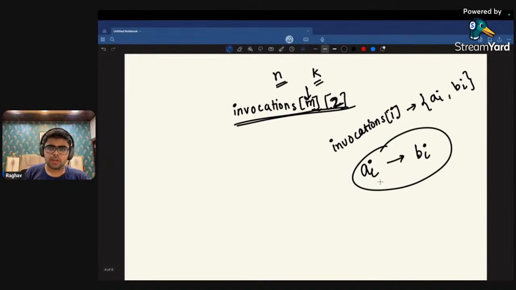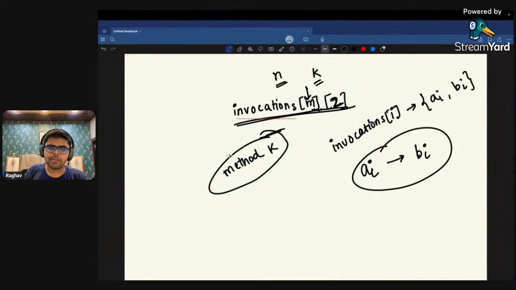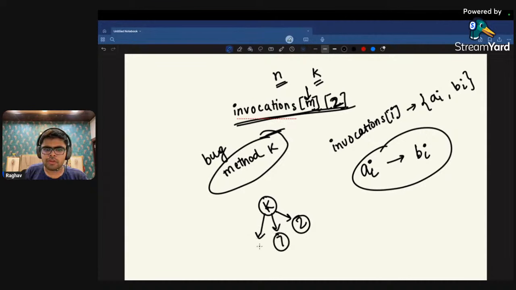And we are being told that the method k is considered a bit suspicious, or yeah, there is a bug in the method k. So whatever functions method k invokes, let's say method k invoked function 2, function 7, and maybe function 9, then this method and all the methods which are being invoked by method k would be considered suspicious.